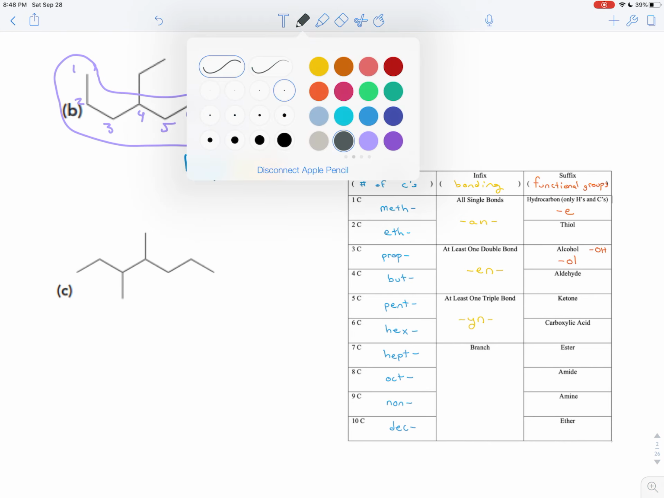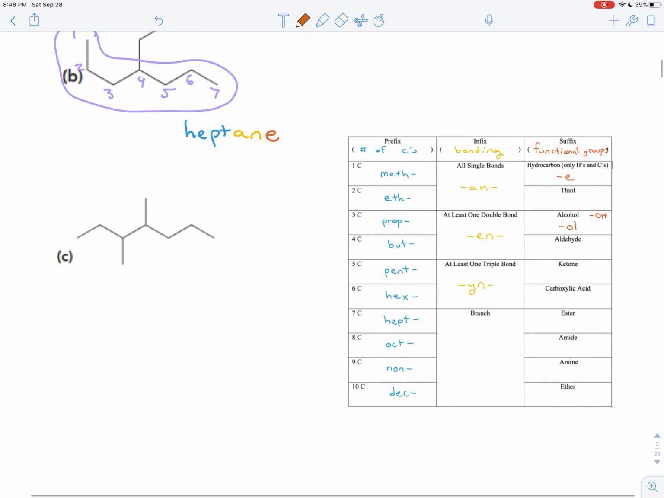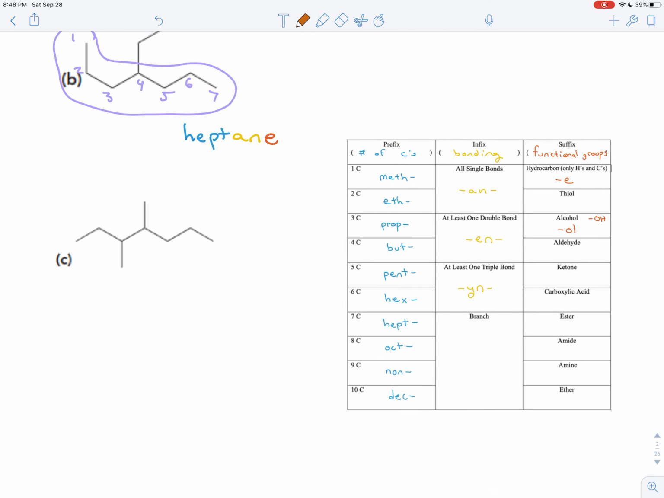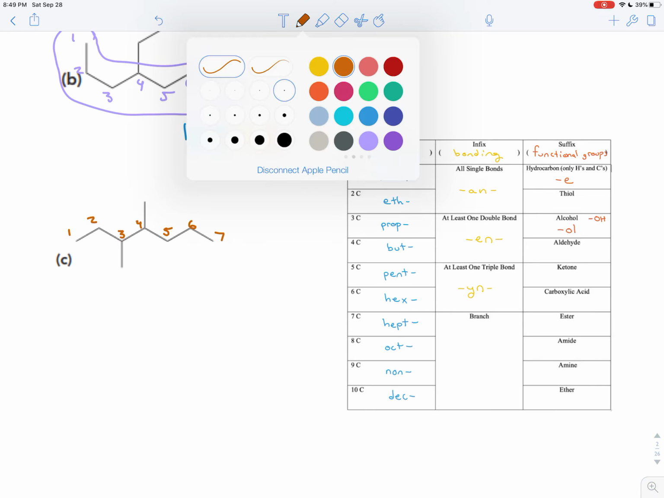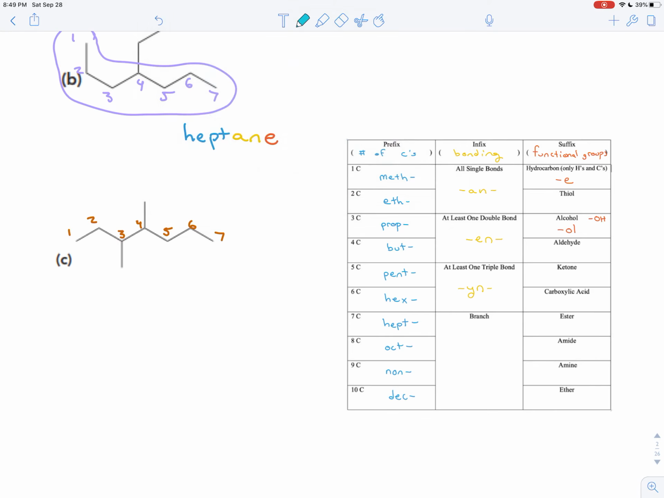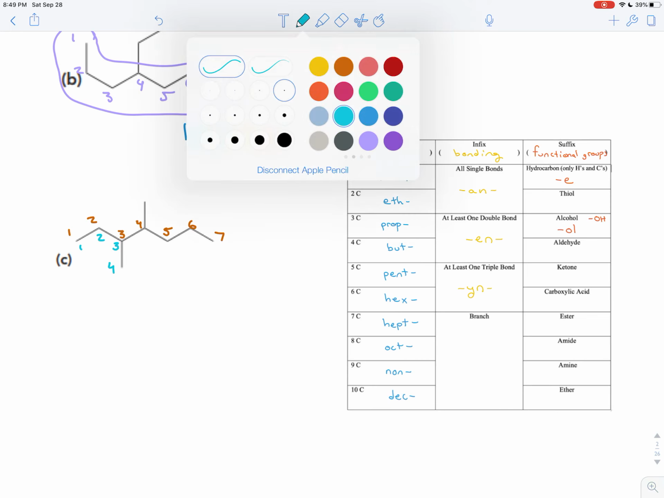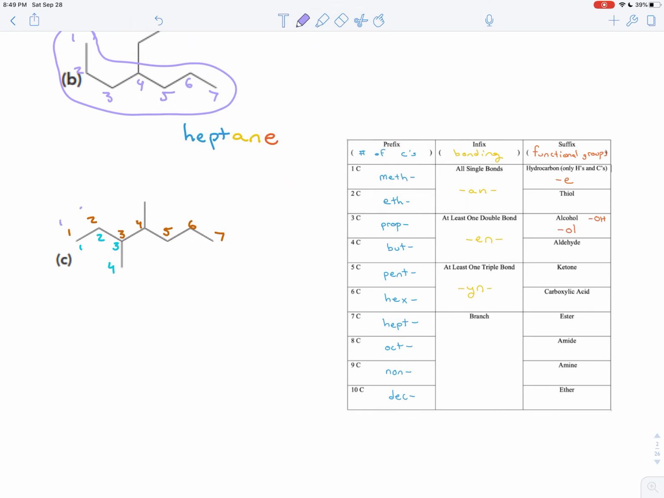We want to find the parent chain. The parent chain is the longest straight chain you can find without going backwards or lifting up your pencil. So it could be 1, 2, 3. I could keep going, 4, 5, 6, 7. That's pretty long. Another possibility could be 1, 2, 3, 4. Okay, not quite so long. It could have gone 1, 2, 3, 4 and gone up 5.